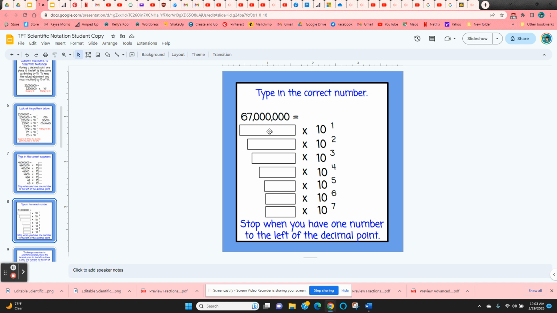Next slide has them actually coming up with the numbers that are equivalent to 67 million.